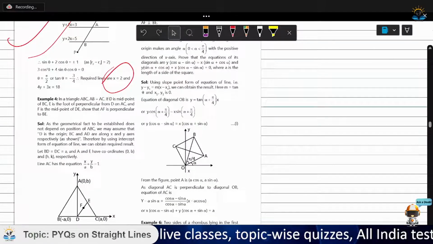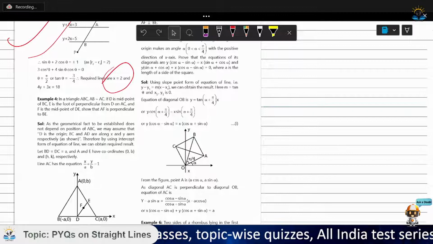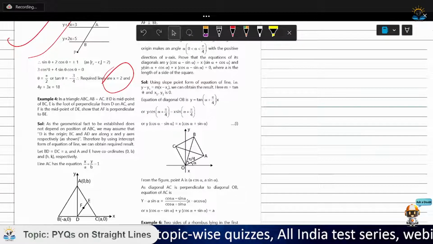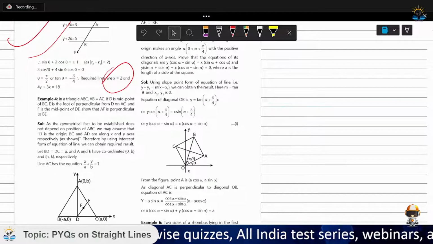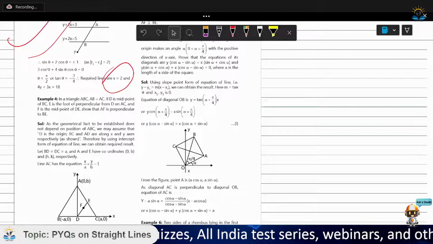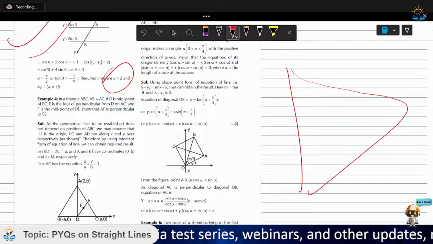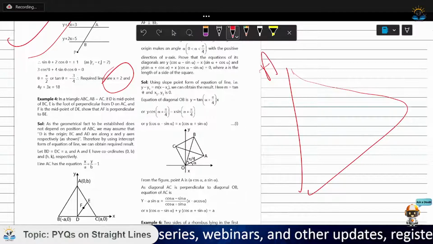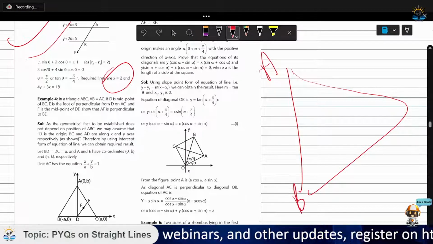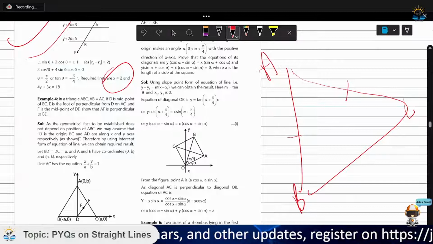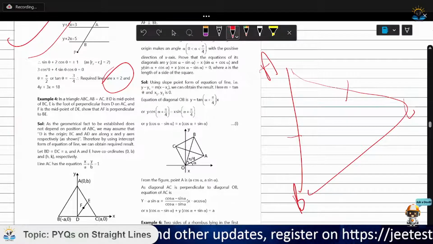So now moving to the next question, we have a triangle ABC, AB is equal to AC, D is the midpoint of BC, E is the foot of perpendicular from D. So let us draw our own diagram. It's a triangle ABC. This and this are equal. D is the midpoint of BC.